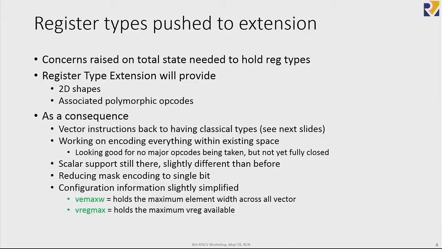We do have scalar support. One thing that the register type extension gave us was a very nice scalar support, so mixing scalars and vectors and having scalars of a large size. That was really nice. And so we've retrofitted that into the current encoding. We are, as a consequence, reducing the mask encoding to 1 bit, which will change a few things. And also the configuration is a little bit simpler than it used to be.